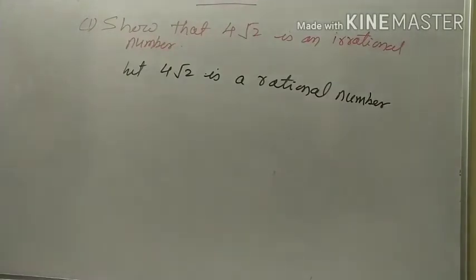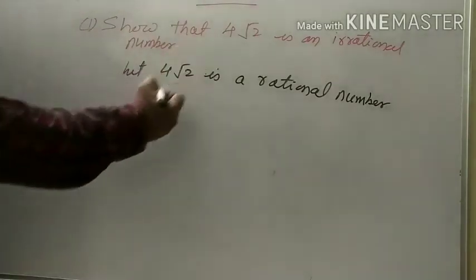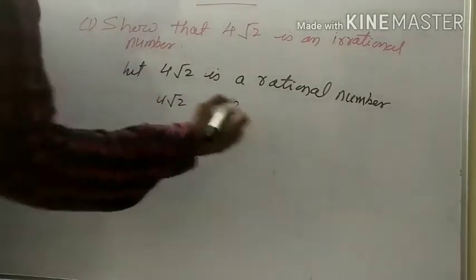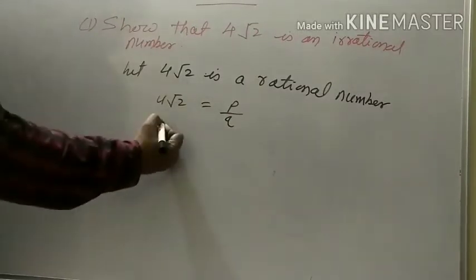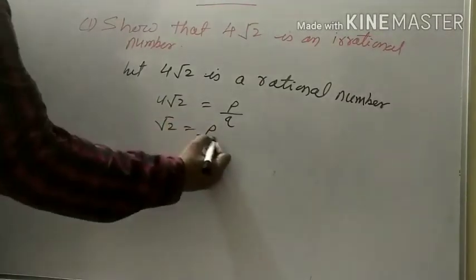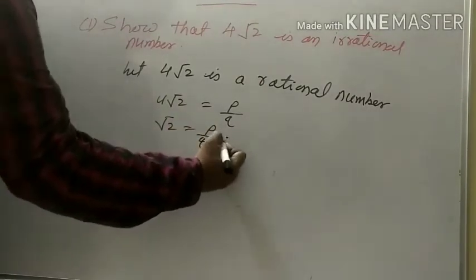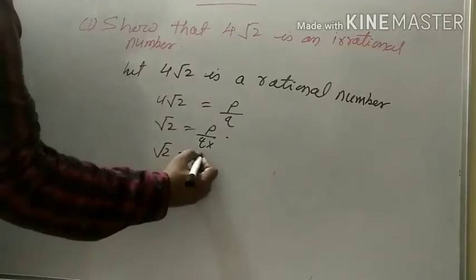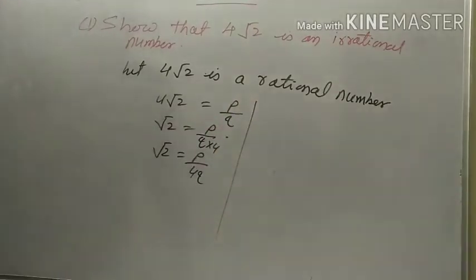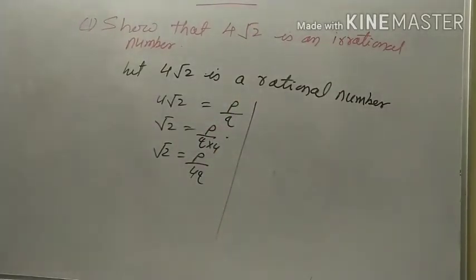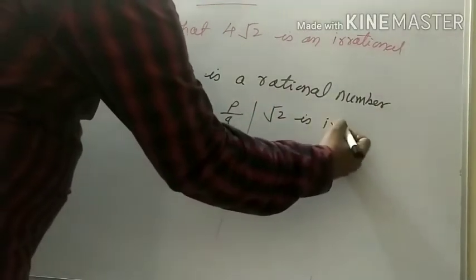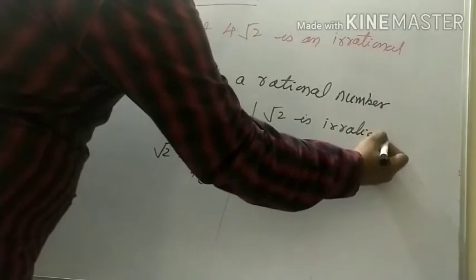When we write it in a P upon Q form, therefore 4 root 2 is equal to P upon Q. But if root 2 is equal to P upon Q into 4, that means root 2 is equal to P upon 4Q. In this, root 2 is a what? Root 2 is an irrational number.